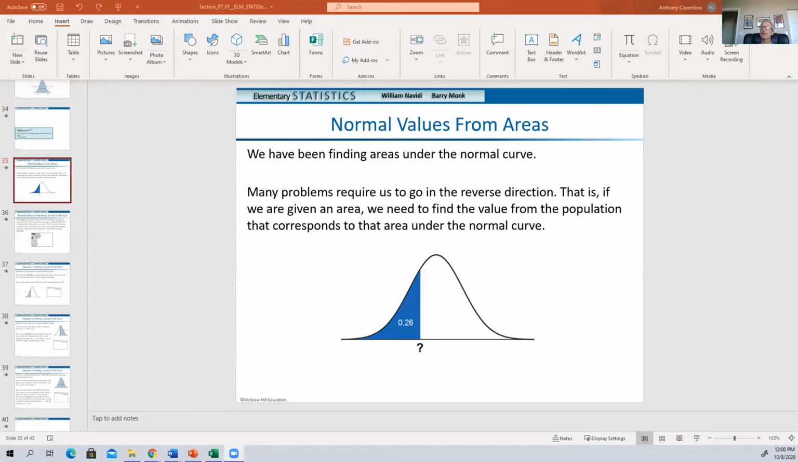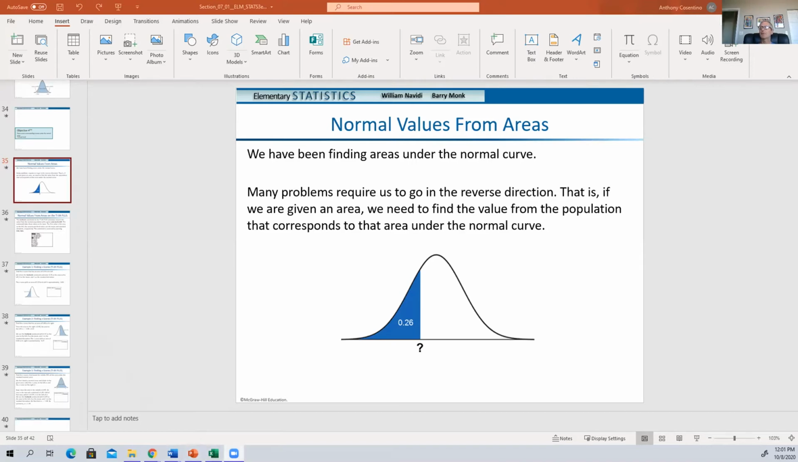And again, we have three options. Option number one is this idea of finding the z-score given a certain area less than. And that's the most straightforward one, right? You could read it right off the table. You would just look for 0.26 in the table to find the z-score, or again, using the technology.